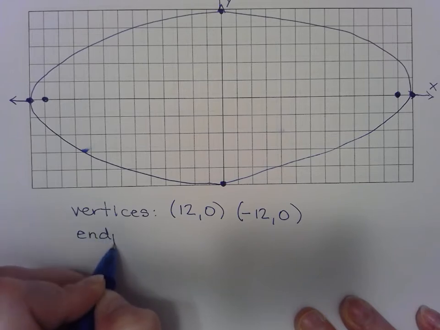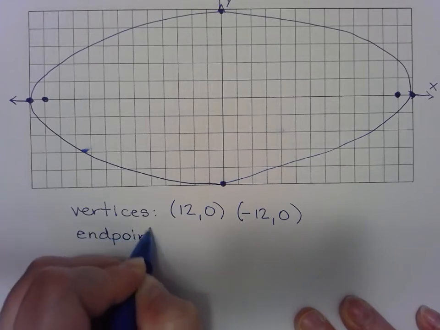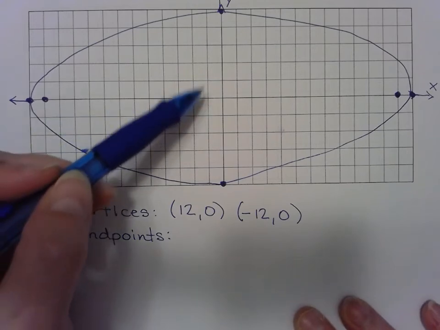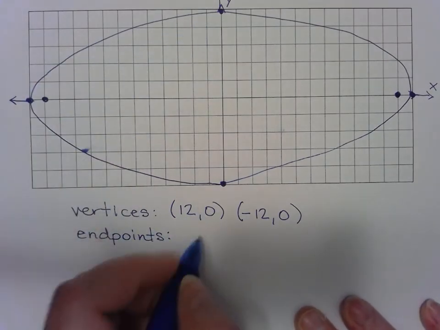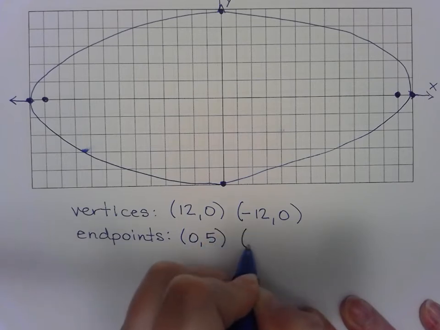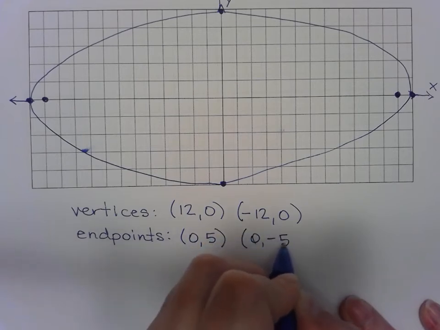I'm calling these the endpoints. Sometimes they're talked about as the endpoints of the minor axis. So these are on the y-axis, so this would be at (0, 5) and (0, -5).